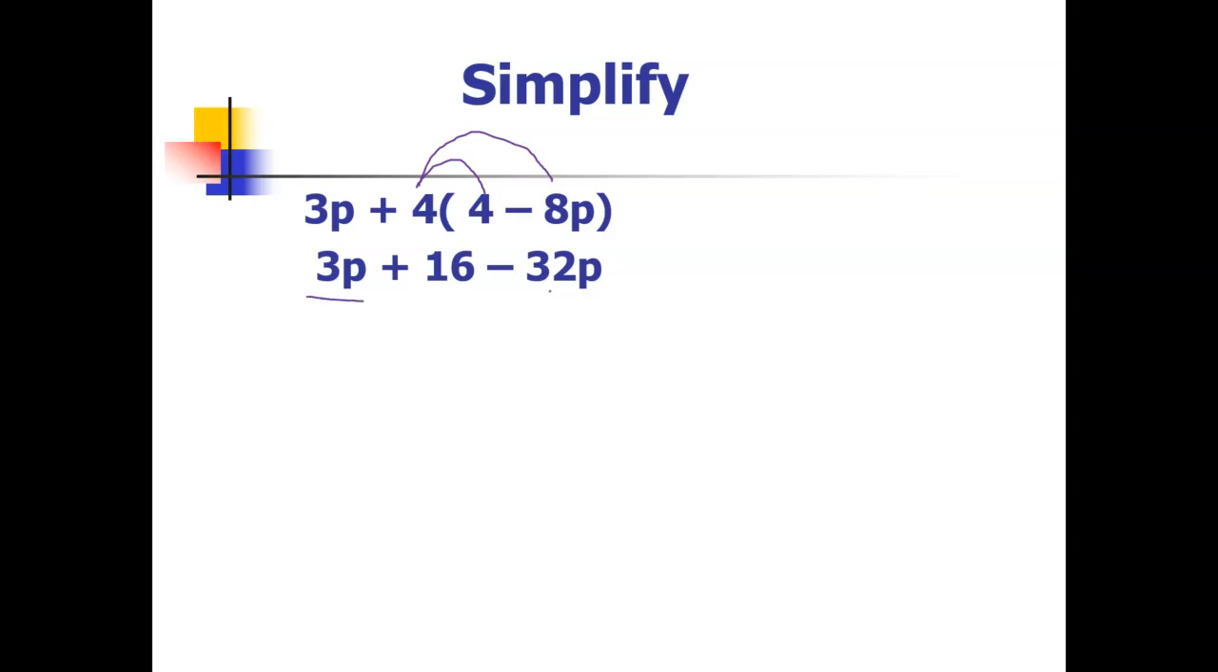In here, 3p and negative 32p are the only like ones. Both have p in them. So these two are the ones you will combine. That will result in negative 29p. Bring down the 16 as is. So if somebody chose to write 16 minus 29p, it would be marked correct also.